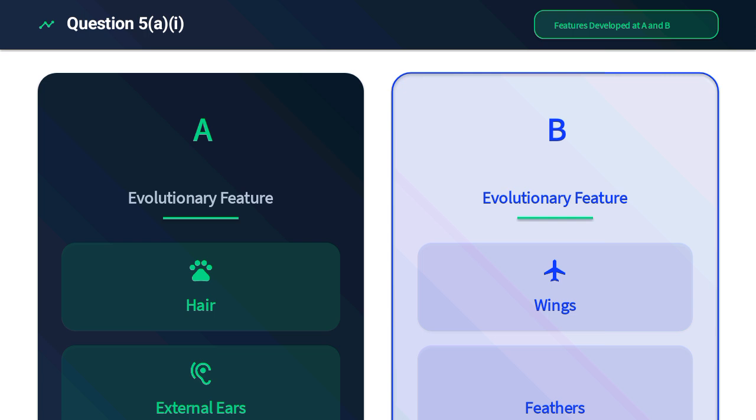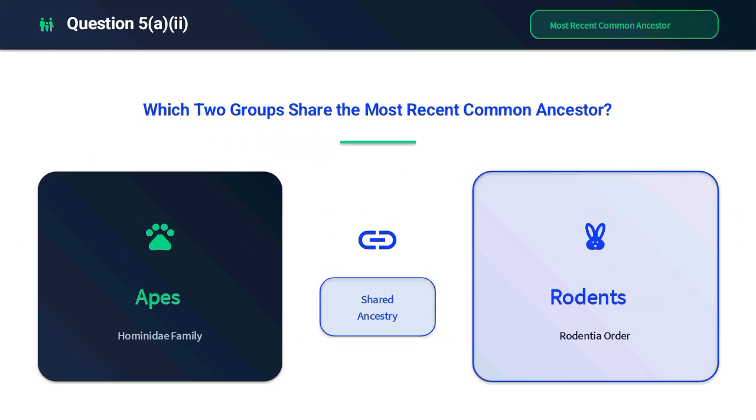So for A, answer hair or external ears. For B, answer wings or feathers. Part A, Part 2 asks us to identify the two groups that share the most recent common ancestor in the diagram.